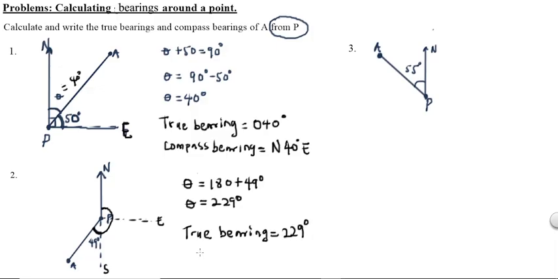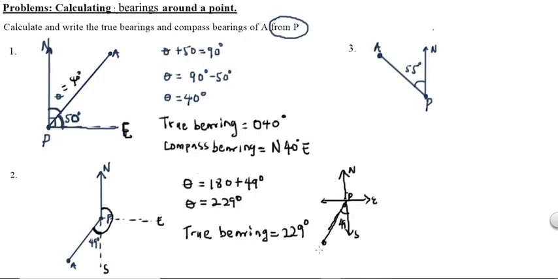Therefore, to calculate our compass bearing, let me redraw this so that you have a look at what it looks like. So at this point, our bearing looks like this. This is the north, this is the east, this is the south. Now, our point of connection is this point P. This is a 49-degree angle and it links this way.